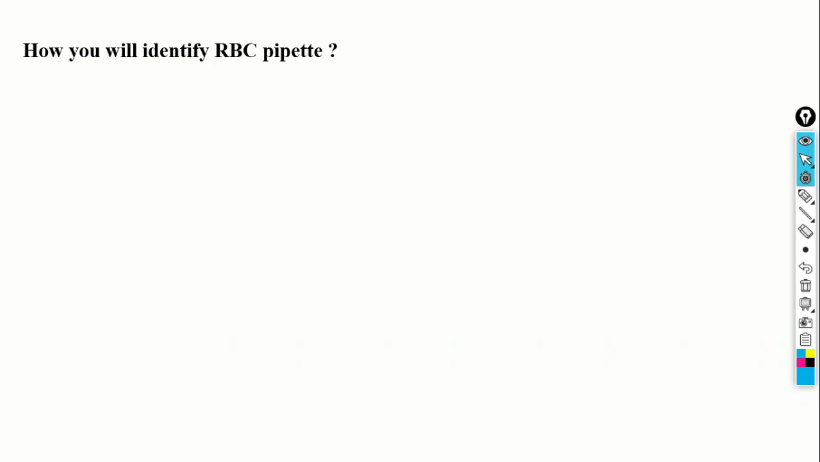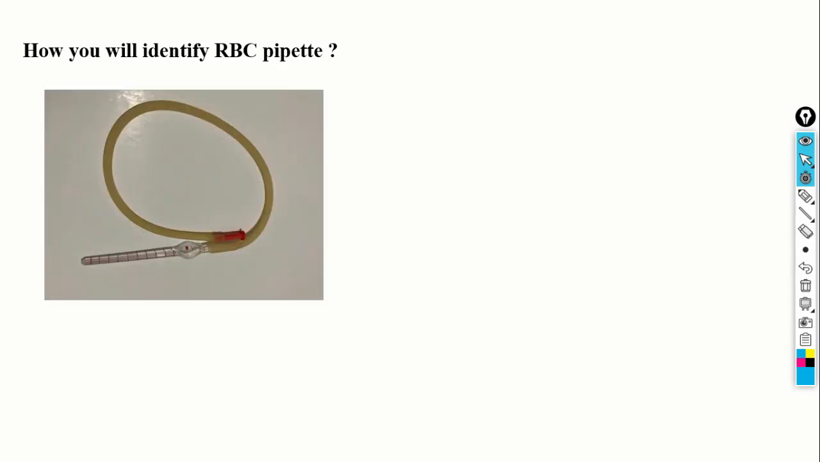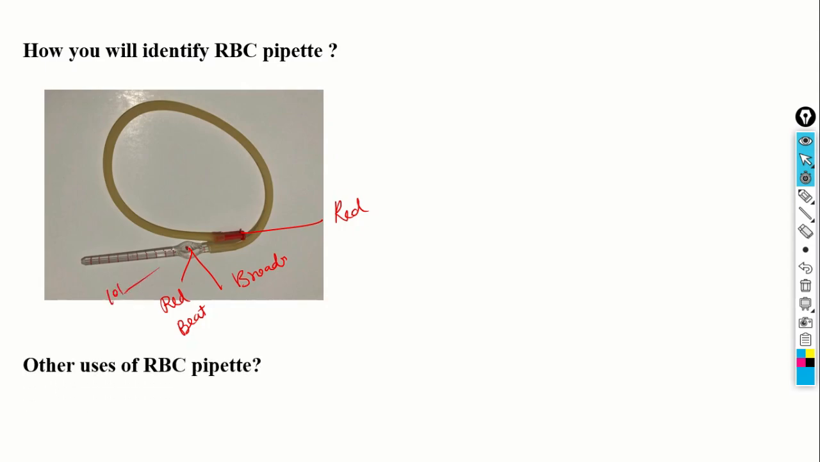How will you identify the RBC pipette? Obviously, we have discussed this, but still, this is the RBC pipette. You know very well, the mouthpiece is red in color. The bulb is broader and it contains a red colored bead inside, and the marking is till 101. That you have to remember.